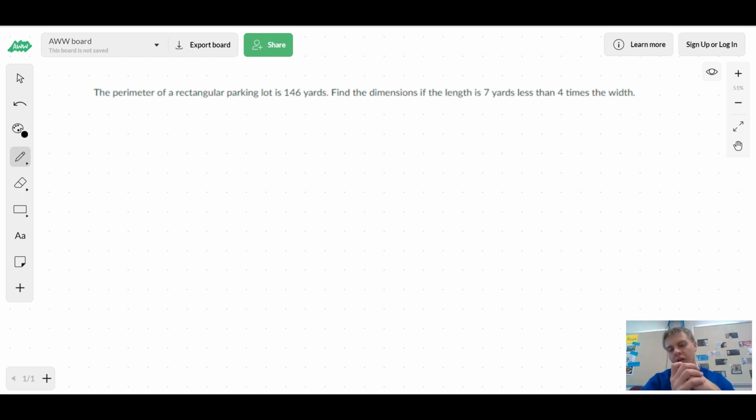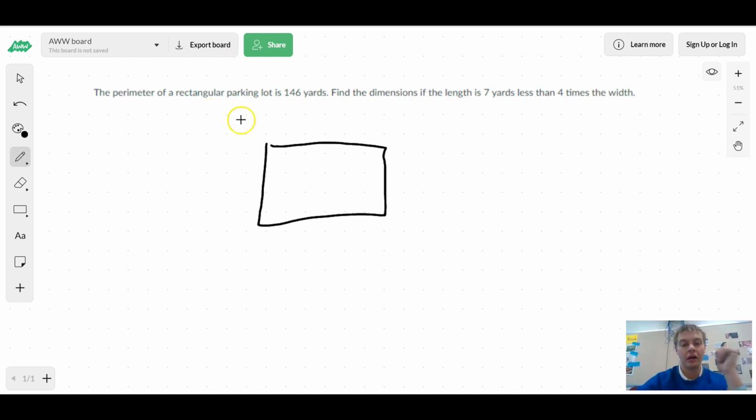Okay? So we're going to start out with doing the first problem. The first problem is this rectangular problem. The first thing I'm going to do is draw a rectangle. And now we know the perimeter of this rectangle is 146. So I know if I add up all of these sides, it should be equal to 146, because that's what perimeter means. Add all the sides, that's what it equals.